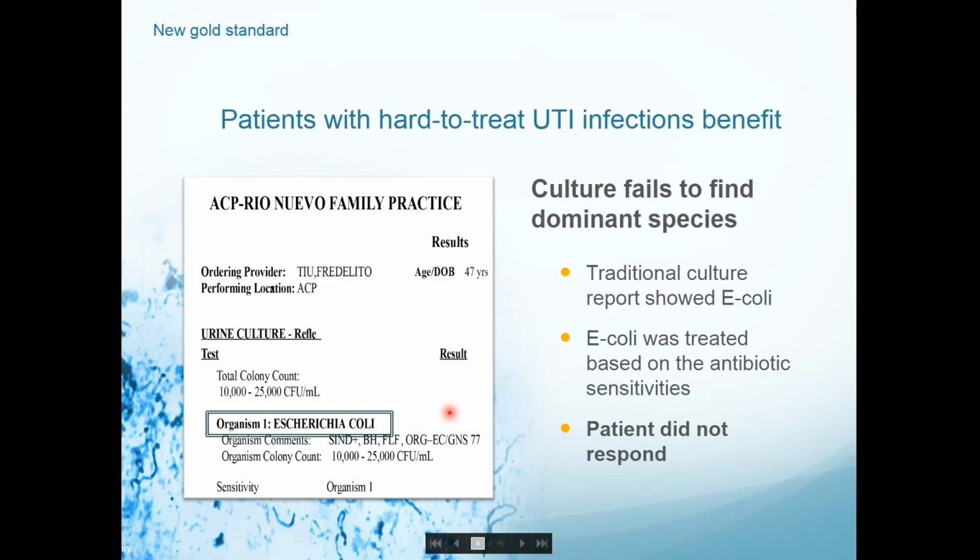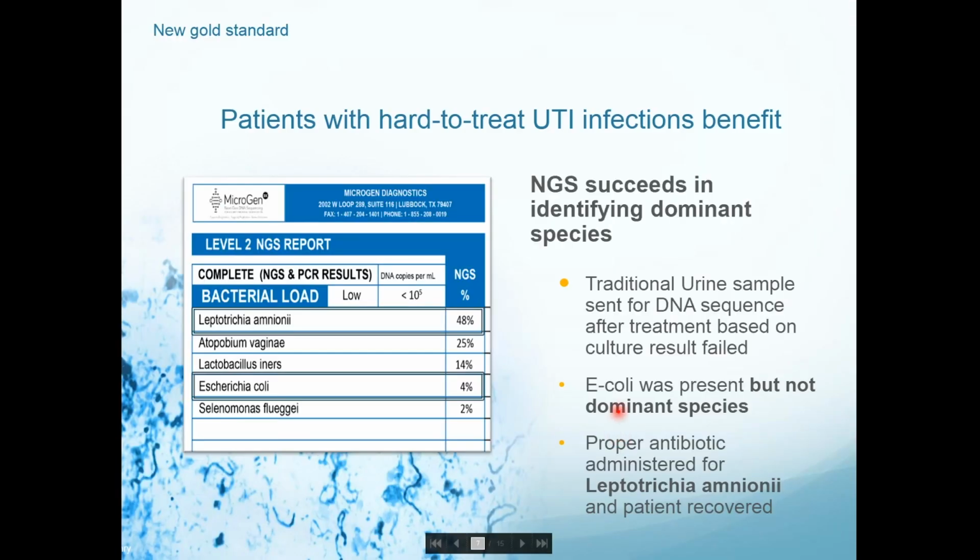All right, so we're going to go straight to a urinary tract infection patient. The patient has been using traditional cultures and been finding E. coli at low colony counts. The patient was treated for E. coli. The patient did not respond well. The patient then underwent next-gen sequencing. It showed, yes, E. coli was there, but at a very low abundance. Another bacteria is what's causing the infection.